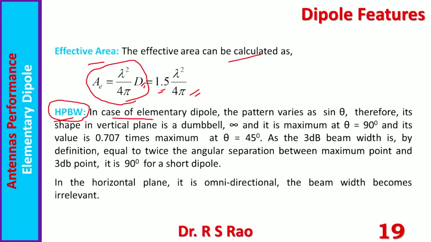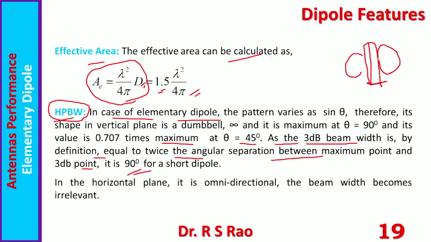Half power beamwidth. In case of the elementary dipole, the pattern varies as sine theta, therefore its shape in the vertical plane is a dumbbell. It is maximum at theta is 90 degrees, and its value is 0.707 times maximum at theta is 45 degrees. As the 3 dB beamwidth is by definition equal to twice the angular separation between the maximum point and the 3 dB point, it is 90 degrees. Half power beamwidth is 90 degrees for a short dipole. In the horizontal plane, it is omnidirectional. The beamwidth becomes irrelevant. The dumbbell shape is shown here.